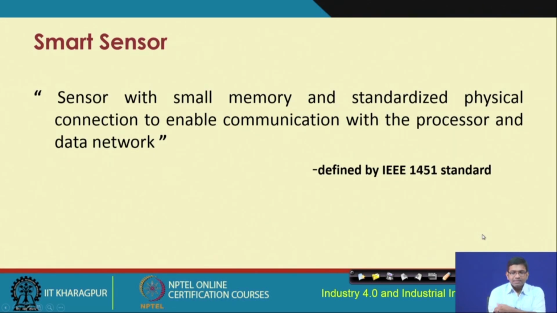So, smart sensors are the ones which have some small memory and standardized physical connection to enable communication with the processor and data network, and this is as per the IEEE 1451 standard. So, this is a smart sensor, and we are talking about the definition of a smart sensor having some kind of small memory and some connectivity attached to it.